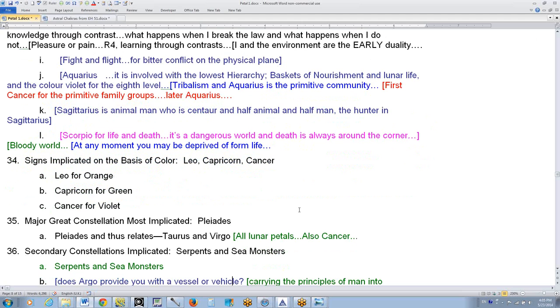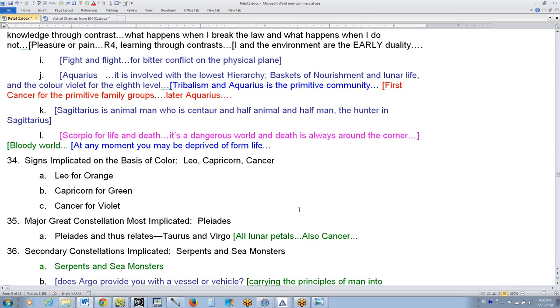Major great constellation most implicated would be the Pleiades, bringing in at first the third aspect, the Pleiades, and thus relating to Taurus and to Virgo, according to DK. And all the lunar petals are connected with the Pleiades, and also the sign Cancer is connected to the Pleiades. So we see these two mother signs, Virgo and Cancer, and the materiality of Taurus. Are any secondary constellations implicated?